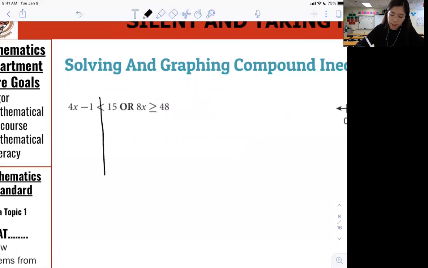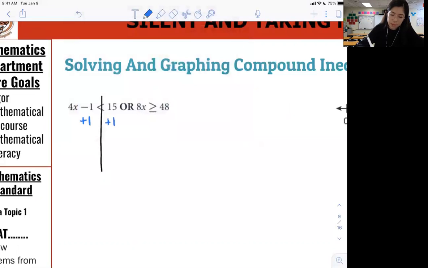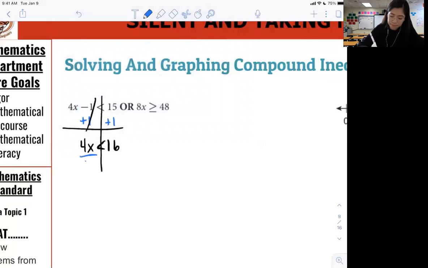So starting with the one on the left. I need to get x all by itself. What should I do? Add 1. Add 1. 15 plus 1 gives me 16. So I have 4x is less than 16. And I divide both sides by 4. Good. Chelsea, are you finding this okay? All right, and then 16 divided by 4 is 4. Are you guys okay on this? So I'm done with that one.